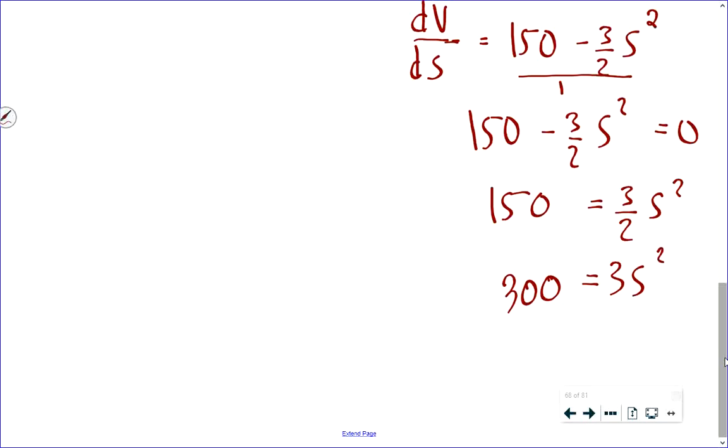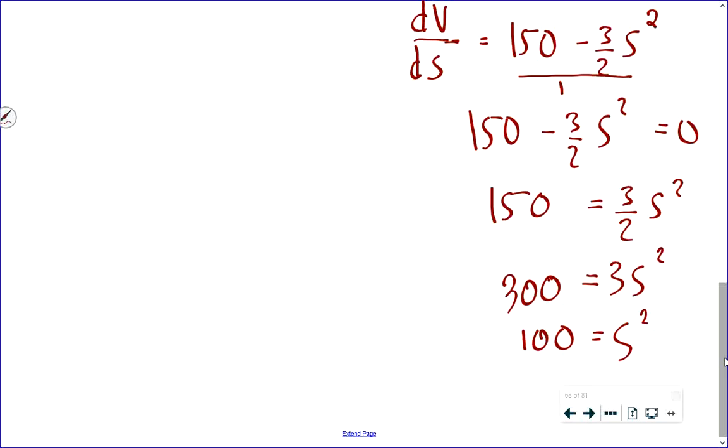I can divide both sides by 3, as is the case with a lot of the author's questions in this textbook. He's put a lot of thought into getting nice numbers for answers. Not all the time. Absolutely. That's the other option: could I factor the 3/2 out of the derivative? That's another option, as opposed to multiplying the top and the bottom by 2, factor out the 3/2. And I hope you see that you're going to get 100 minus s squared.